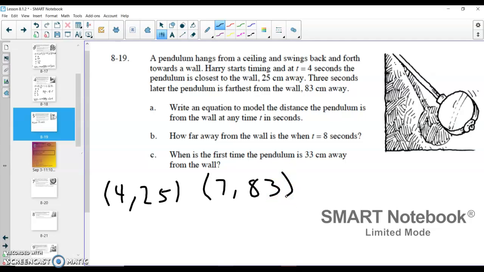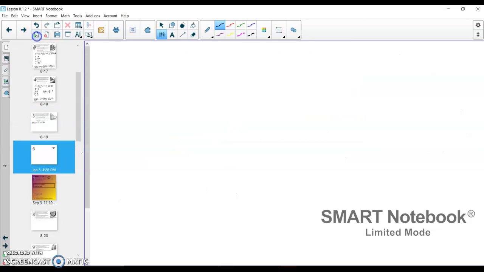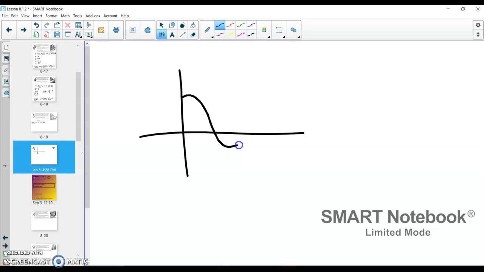Now, I could try to set this up using cosine if I went 3 seconds the other way, so at 1 second I'd be at 83 again, and I could go high to low and create a cosine equation, but instead I'm going to set it up with sine. And remember that sine starts at the midline of a cosine function. So if I think about a cosine function, I'll draw it quickly here, about 2 full cycles of a cosine function.